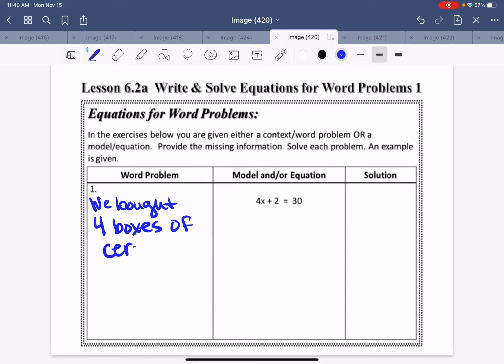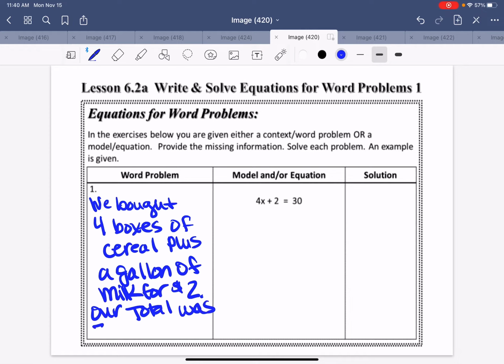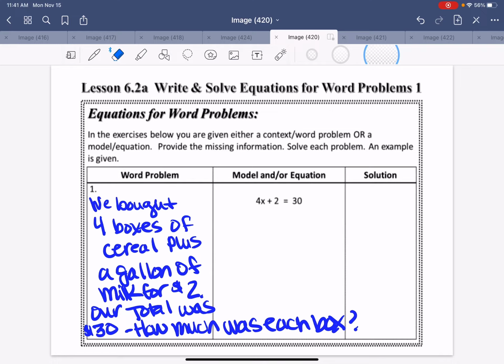Our total was 30. So then we want to find out how much was each box? So that could be represented up here by 4 times X, that would be 4 times however much the boxes are. We needed to assume that the boxes are the same price, plus 2 equals 30.